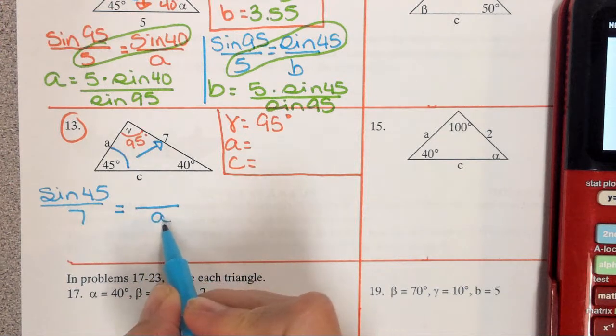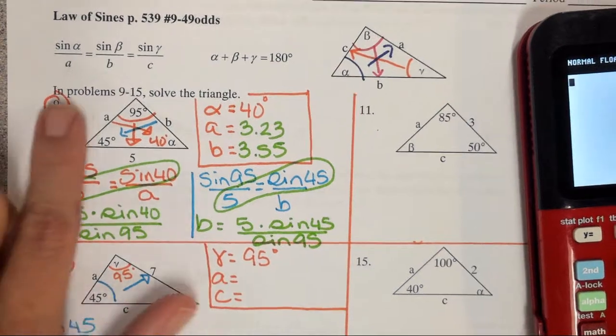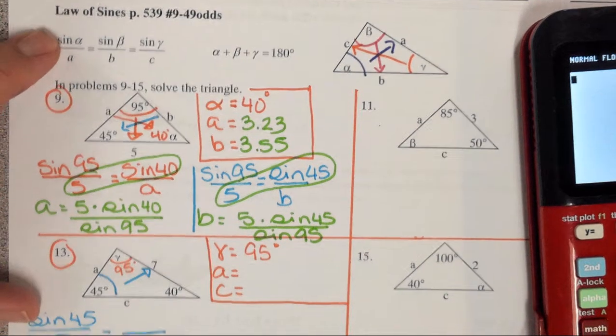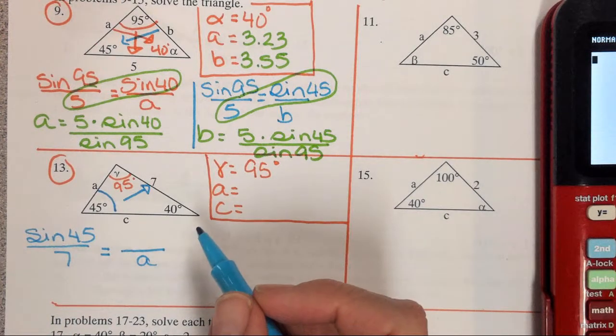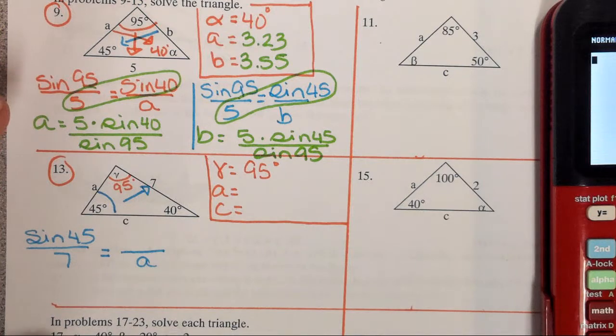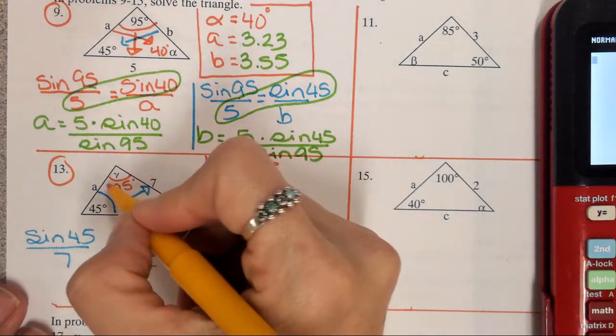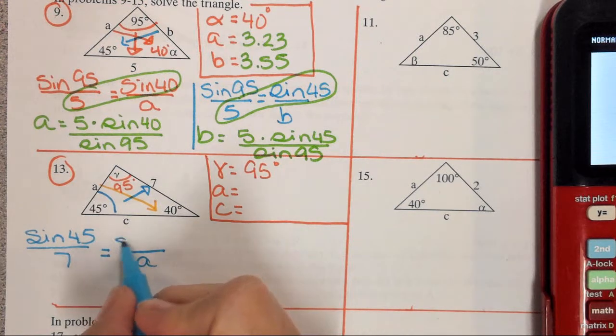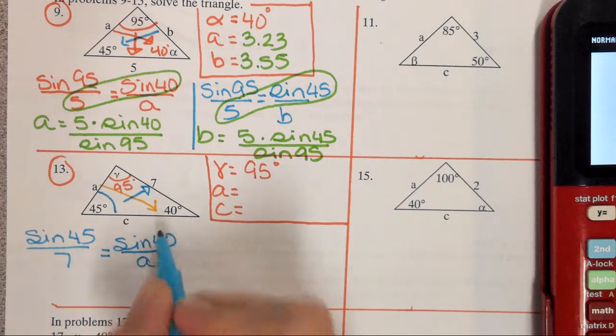Remember the sides, A, B, and C, go on the bottom of your fractions, and the angles go on the top. The angle that matches A is alpha. So I'm looking for alpha. Alpha is always going to be opposite the A side. So my alpha is 40. So I'm going to have sine of 40.